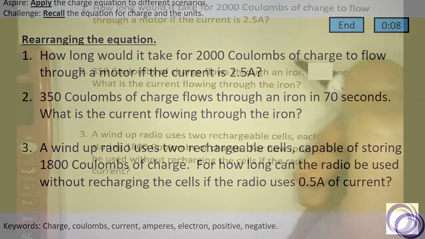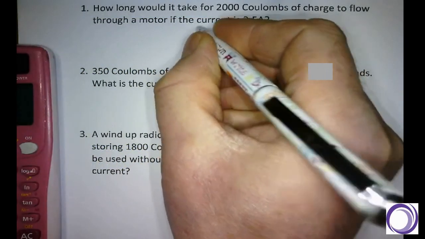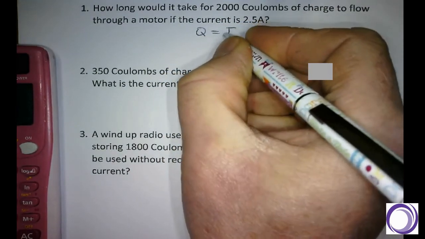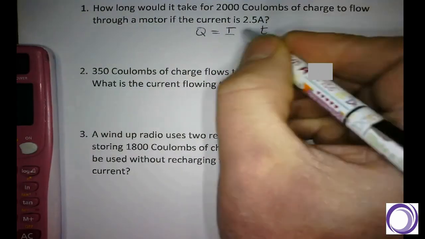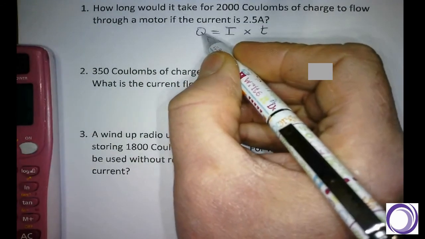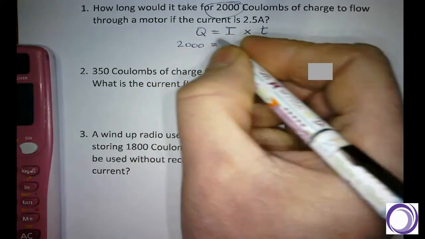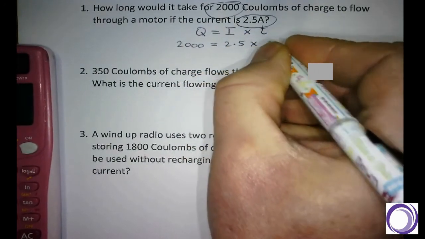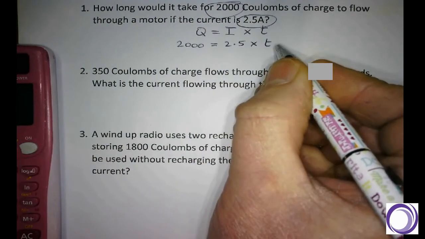Let's look at the first one then. The first thing that we're going to do is write down the equation: the charge Q equals current I times the time. So all I'm going to do straight away is put in the numbers that we know. The charge in coulombs is 2000, so I'm going to write 2000 underneath there. So 2000 equals the current, which is 2.5, times the time, and I don't know what that is. So 2000 equals 2.5 times t.